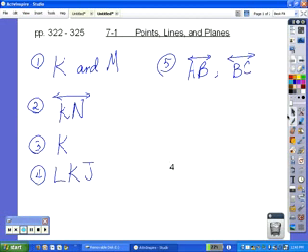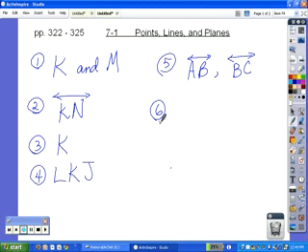For number 6, we're going to have to give 4 different names for rays. Now, when you're naming a line, order doesn't matter in the way you name the points, but in a ray, order is very important. The first point named is the endpoint, and the other point is any other point along the ray going in the opposite direction.